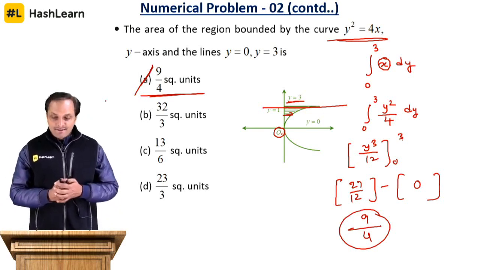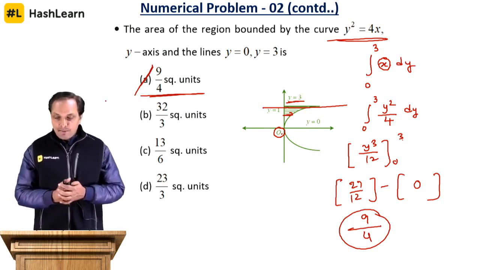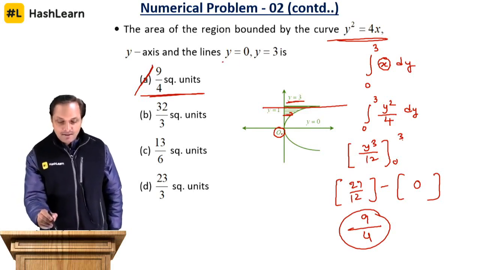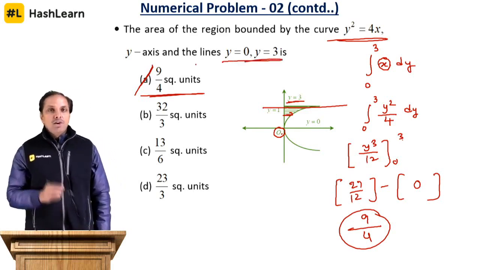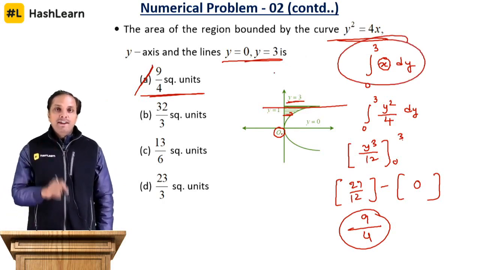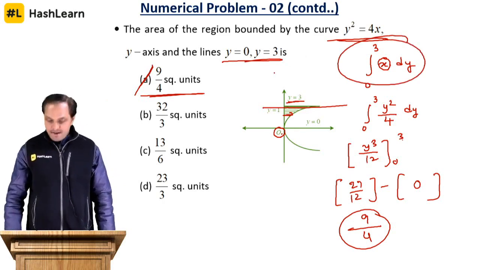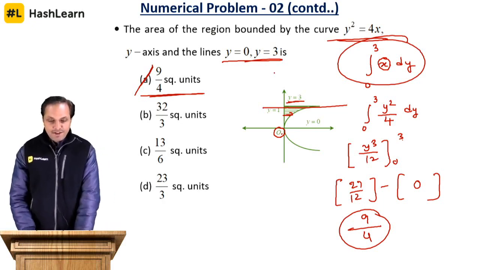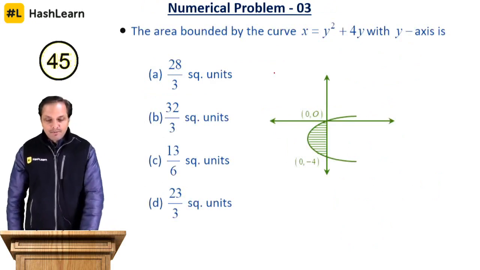Is that okay? So this was a very simple problem, but you need to remember, since limits are along the y axis, you need to take x dy instead of y dx. Okay, fine then. So get ready for the next numerical. Next numerical is 3. Here is the problem.